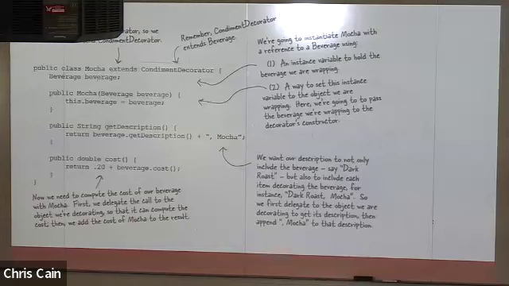But note that this beverage could also be another condiment type. So we could have a mocha that's decorating a whip, that's decorating a house blend, something like that. The description is going to access the description of whatever it is decorating. And then it's going to add comma mocha at the end. So if the internal object here were a house blend, the description would now be house blend, comma mocha, which would tell us now that we've decorated the house blend with chocolate.